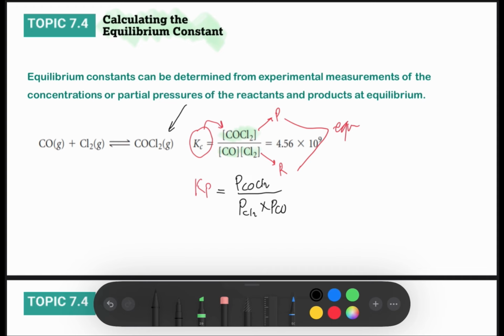And just make sure that all of these guys here are gaseous. All right. And keep in mind these partial pressures are for sure at equilibrium. They're supposed to be at equilibrium.